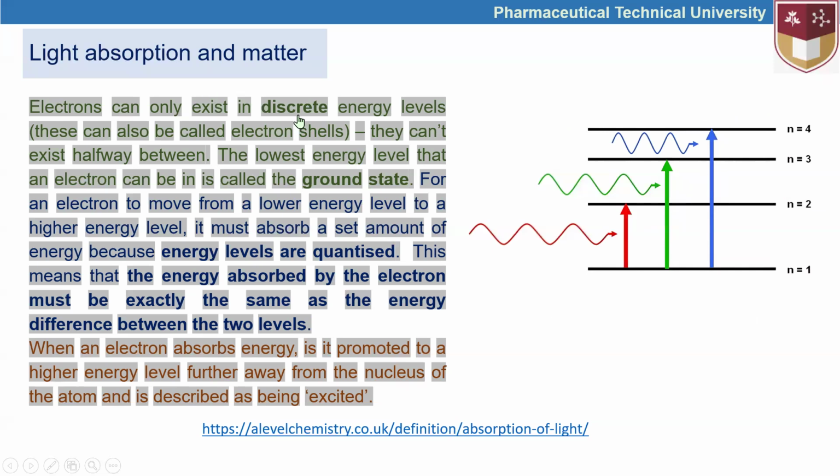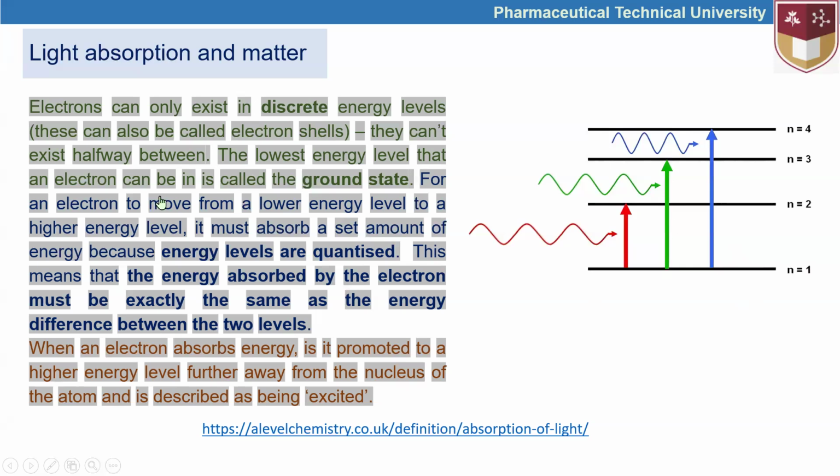Electrons can only exist in discrete energy levels. This can also be called electron shells. We know about it. They can't exist halfway between. You know what I mean. You know what it stands for. If this is the state, they cannot be here or here.